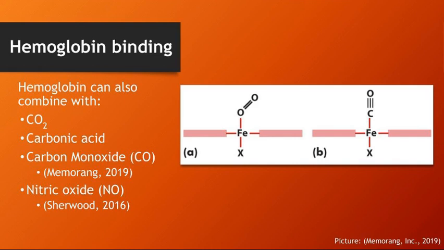The last compound that can bind to hemoglobin is nitric oxide, NO, which is a vasodilator. Released in tissues, it relaxes or dilates arterioles, stabilizes blood pressure, and ensures delivery of oxygen.